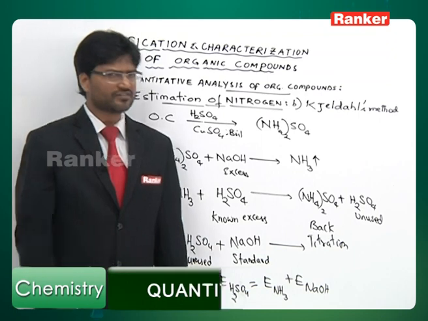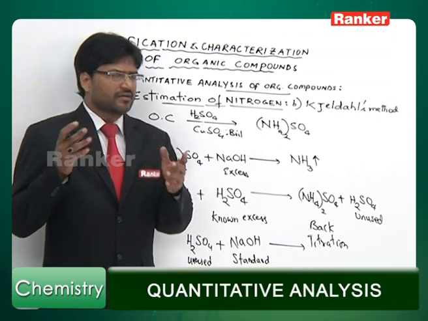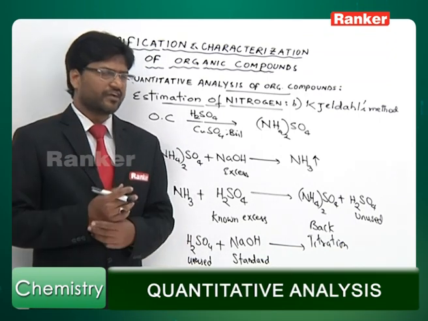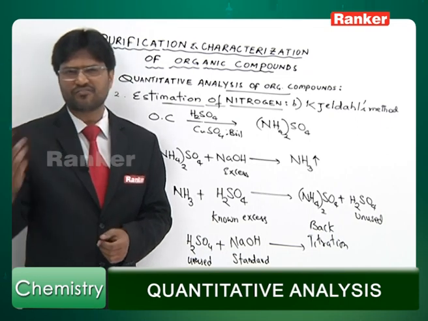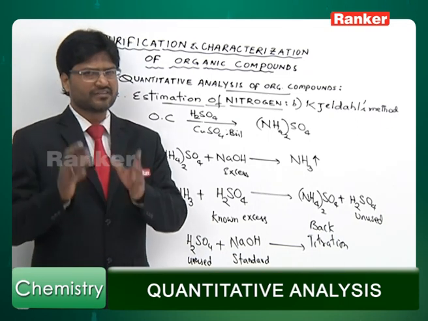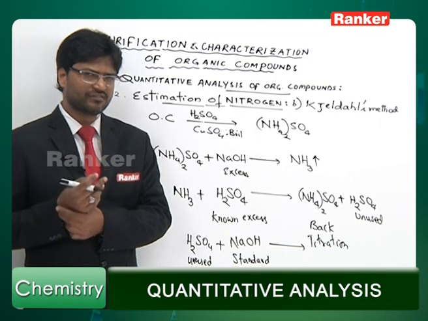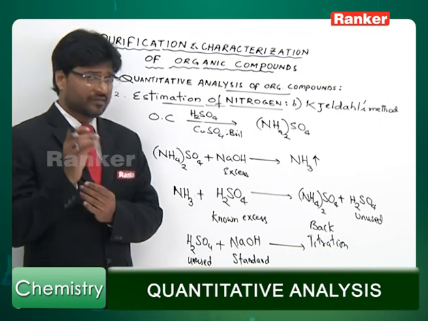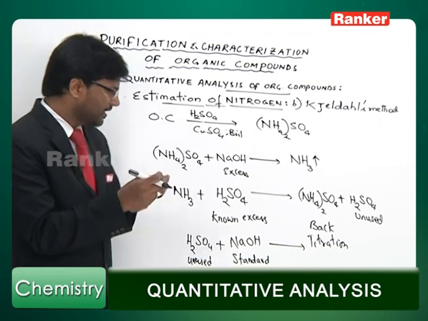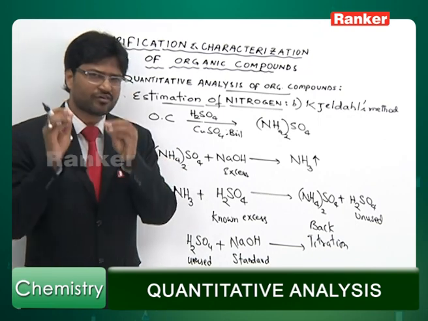From the number of equivalents of ammonia, you can find out mass of ammonia or mass of nitrogen, and from the mass of nitrogen and mass of organic compound, you can find out percentage of nitrogen. But I'll show you the calculation part in a short while from now, but I want to give you some exceptions to this.